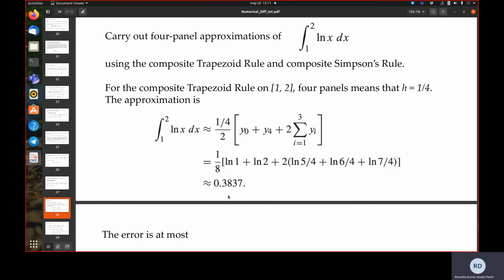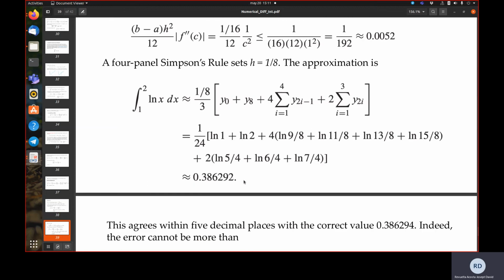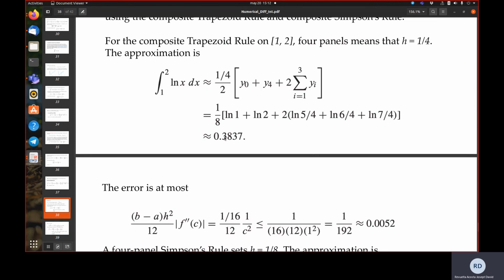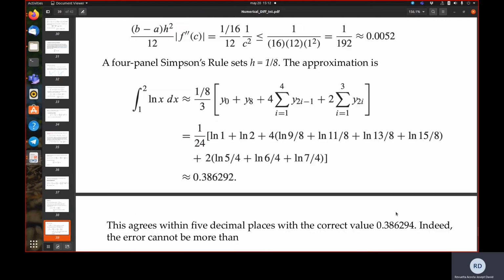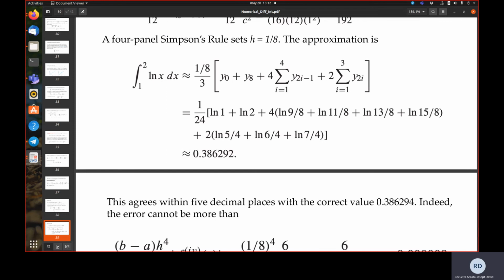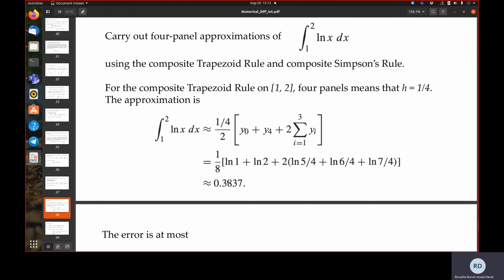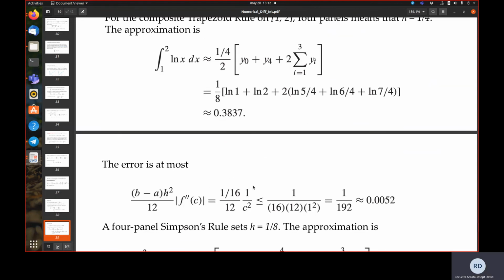So this is correct. And then once we actually know the results, I don't know if I have the results. No, it's not here. Yeah, the correct value is 0.386294. And then we have that this is 0.3837. It's about 0.0030 away from this correct result. So we have to characterize then the error to make sure that this is actually very close.